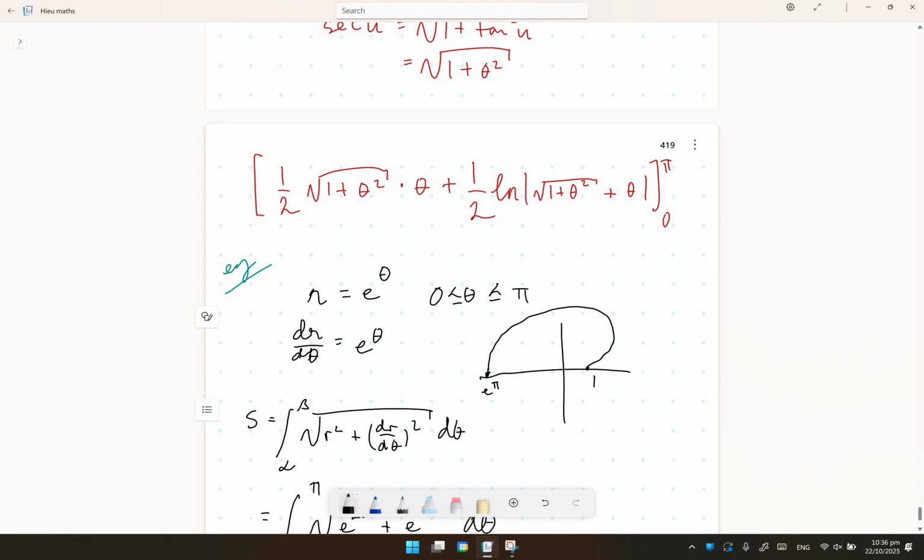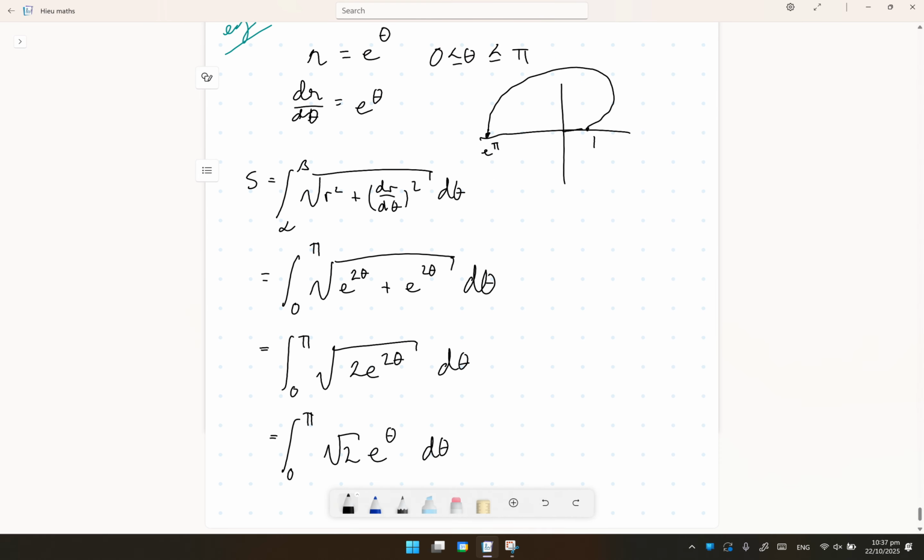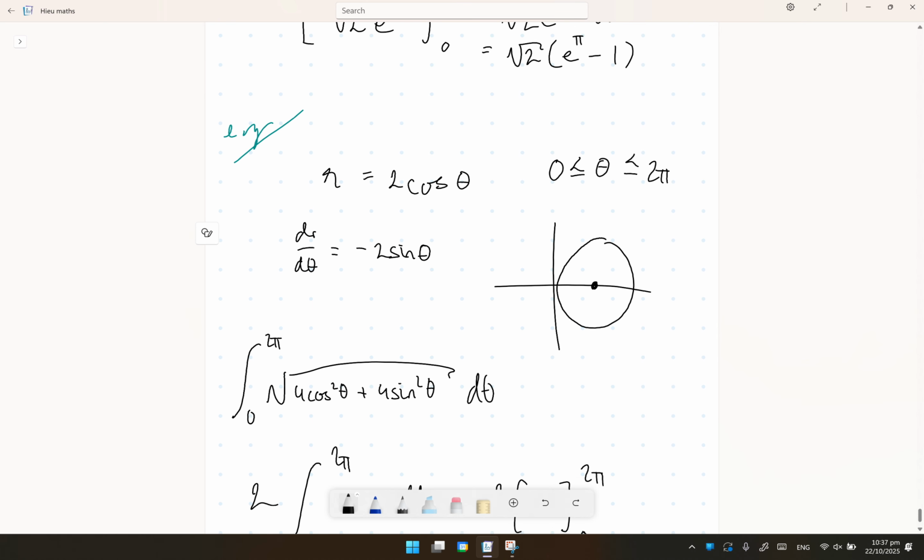So let's get to the next example. We have r equals e to the theta, right? So we have 0 to pi. Starting from 0, e to the theta would be e to the 0, which is 1, and we're going in this direction, we go out by 1, so it causes this kind of spiral. Again, we use the same equation, with dr over d theta and r, so r squared plus dr over d theta squared. All this kind of stuff, again, it's just integration from here.